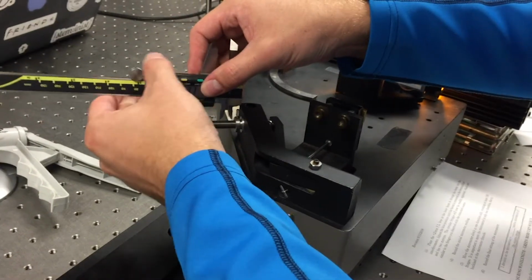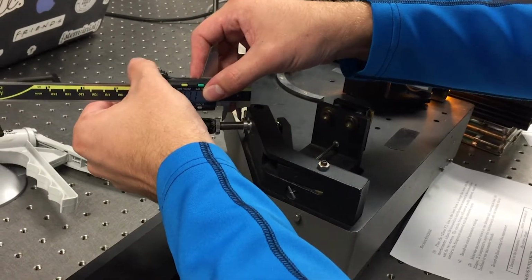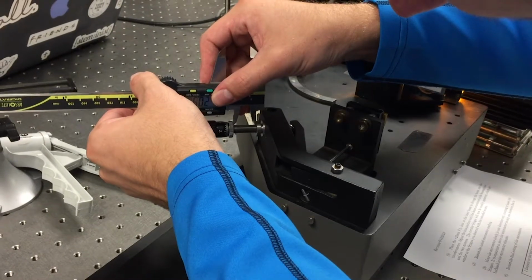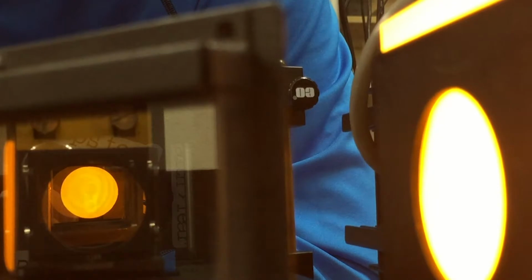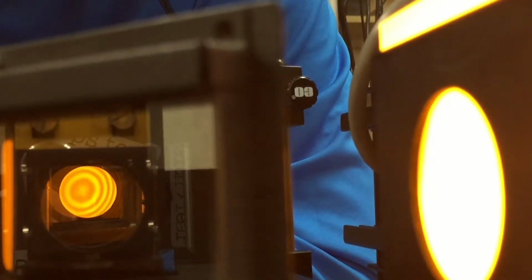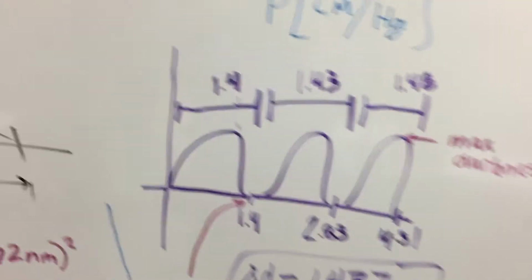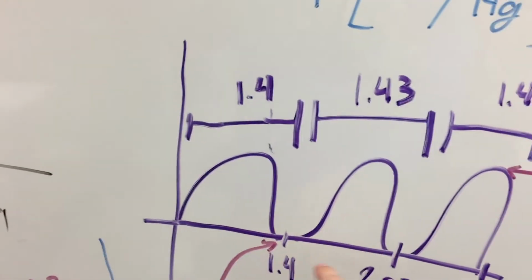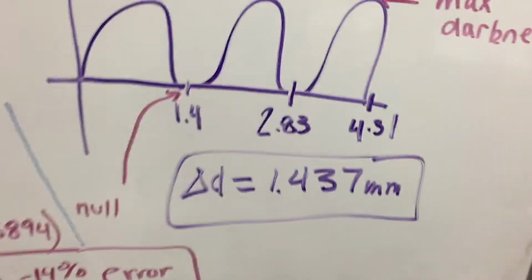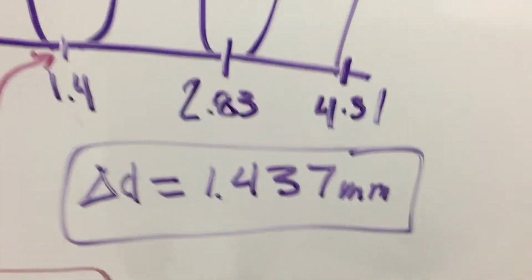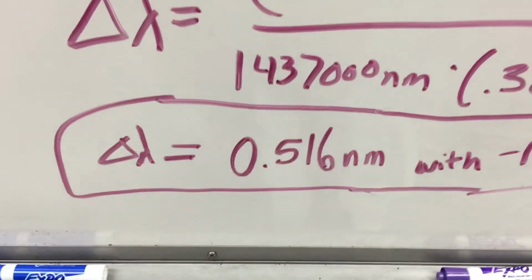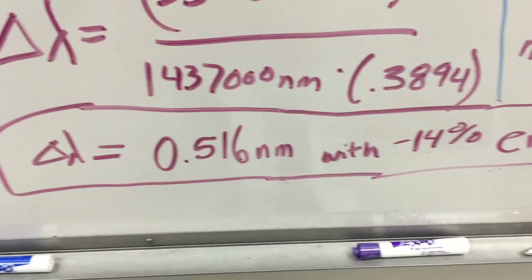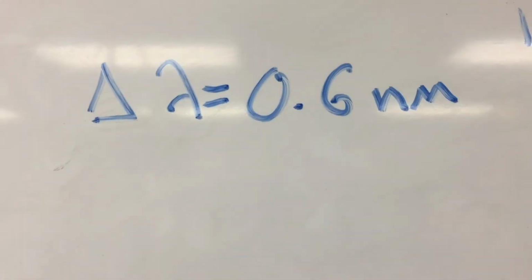The purpose of this next part is to measure the wavelength separation of the sodium doublet with the Michelson. We saw this in measuring from null to null, so when the fringes became light to dark to light again, and then averaged. Starting from one null, we went through 3 more nulls to get an average value of distance between null spaces. Using that value in our delta lambda equation, we came out with a delta lambda of 0.516, which is a negative 14% error from the expected value of 0.6 nanometers.